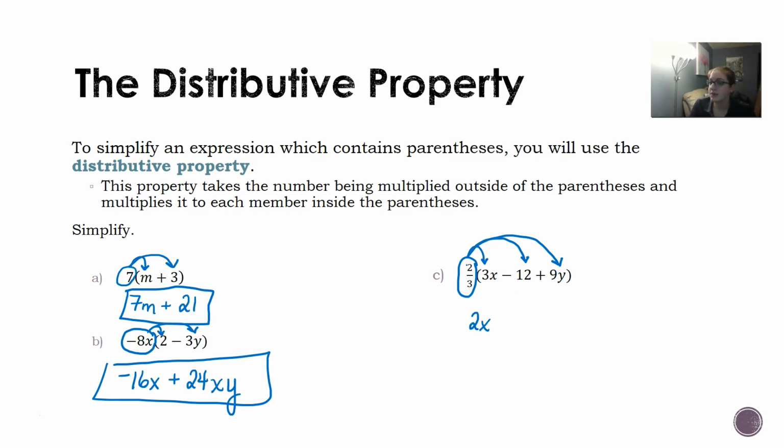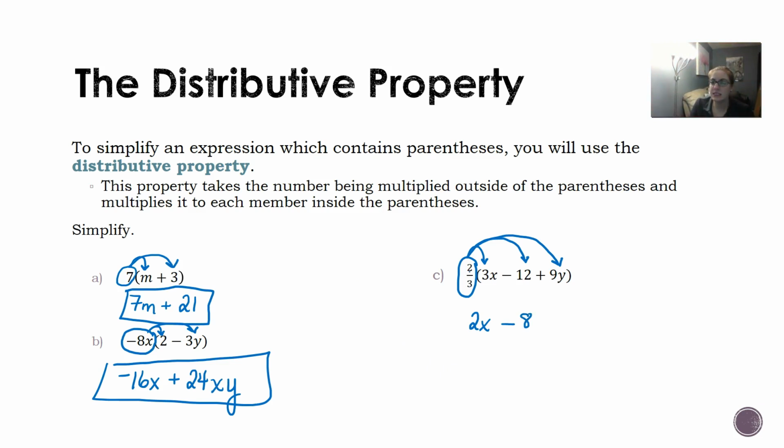Now let's do the same thing for the other 2 terms. So 2/3 times negative 12. Well, we know one negative stays negative. If you don't remember the negative rules, make sure you check out my other video as well. So 2 divided by 3 times 12 is going to get you 8. So it's going to be negative 8.